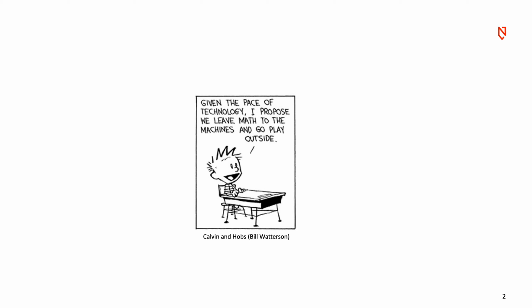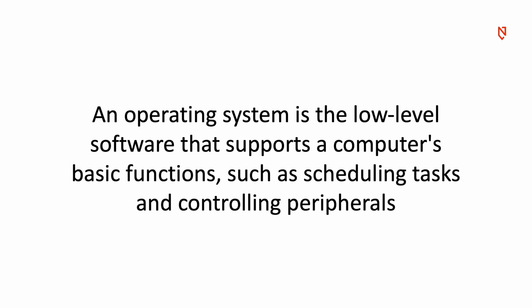So what is an operating system? Well, according to our textbook, an operating system is the low-level software that supports a computer's basic functions such as scheduling tasks and controlling peripherals. That sounds complicated, and yes, it is, but let's try and explain it in more simple terms.